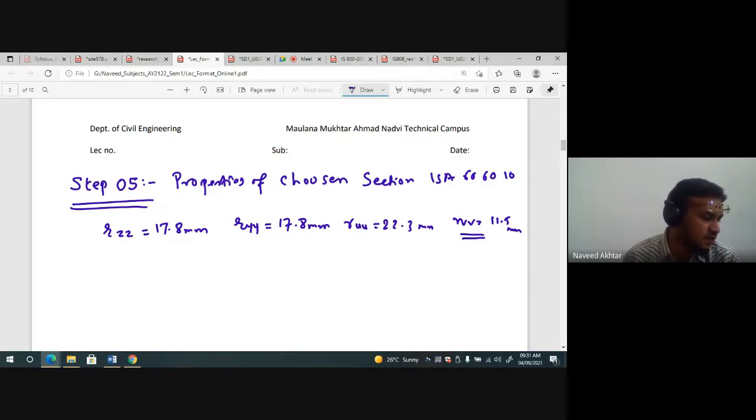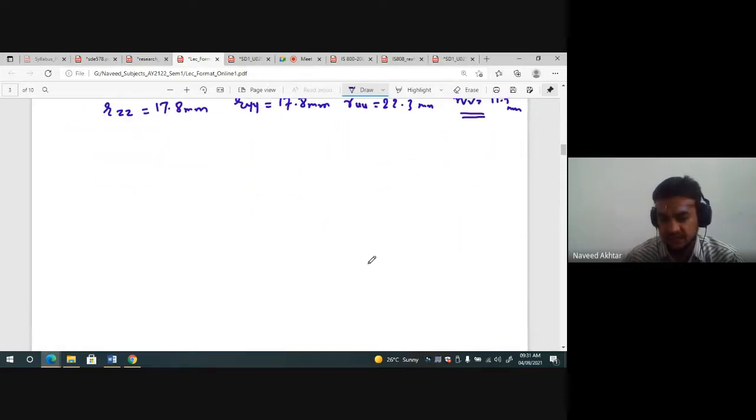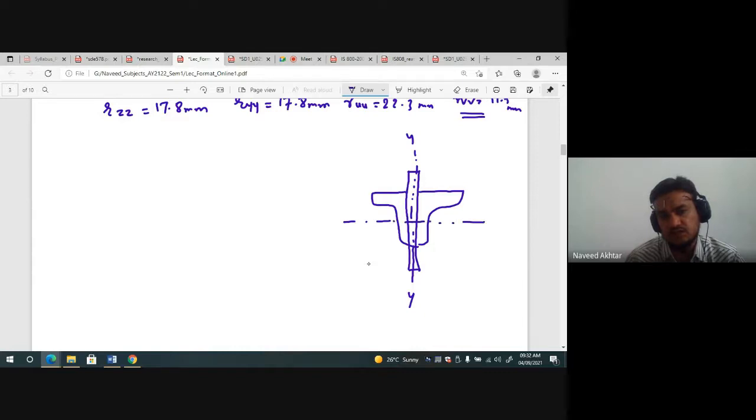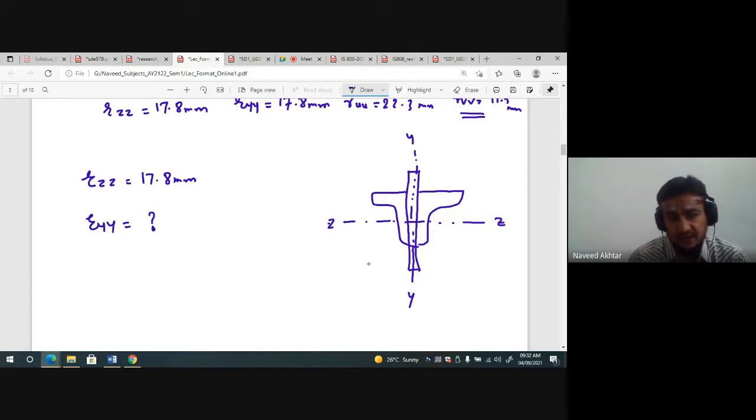But here we are going for a double angle section back to back. If we are going for a double angle section back to back, this is our double angle section back to back. So this is our axis YY, this is our axis ZZ. So about the major axis RZZ is 70.8 mm. But RYY you have to find out, because the double angle section is here. This is the CPO triangle section. So this is CYY.